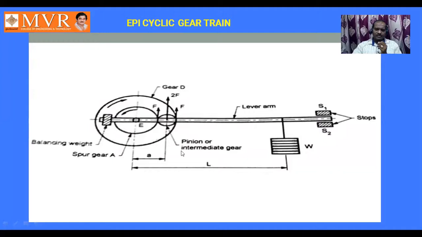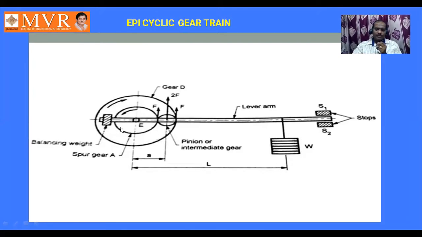If you observe the construction, this is the shaft, and the shaft transmits the power with the help of a prime mover, motor or a machine, and thereby with the help of the intermediate gear, this gear is going to be rotated. This is the lever arm. These are the stops. This is the weight acting downwards.